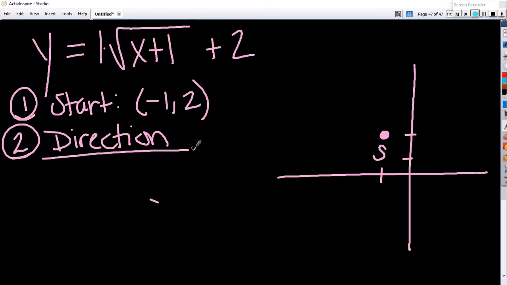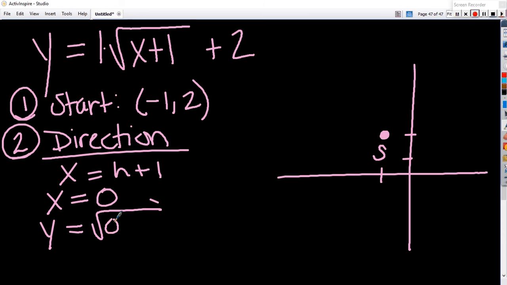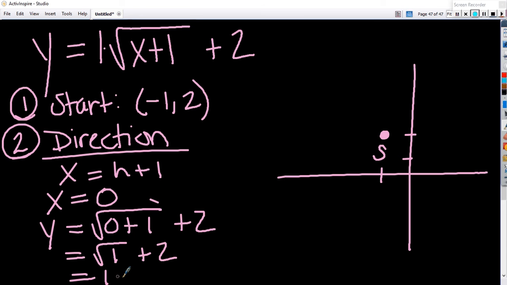Just like when we had parabolas in standard form, to find that easy point we added 1 to the vertex. We're going to do the same thing. We're going to go over 1 from the start point. So I'm going to take that H and add 1 to it. So for my direction point, I'm going to be at 0. Plug it in to find y, just like you did when we did quadratics. The square root of 0 plus 1, plus 2. So my direction point is 0, 3.